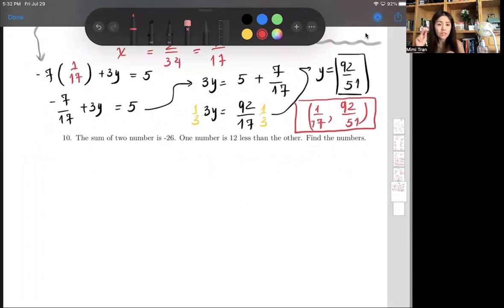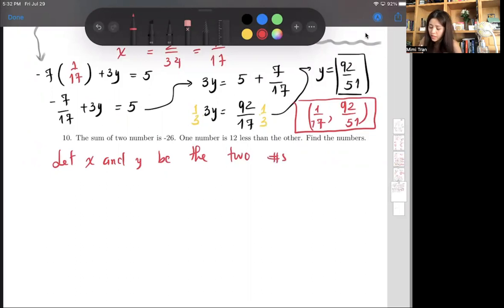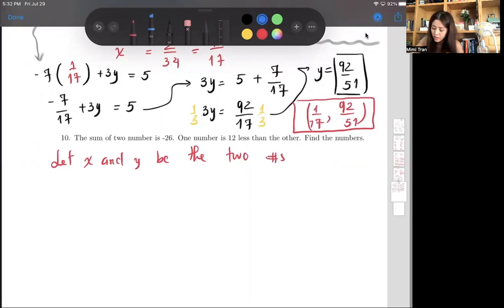So now, this one, I'm going to show you how to solve it using two variables, right? So there are two numbers that I'm looking for. So what I'm going to do is say, let me use red. Let x and y be the two numbers, right? So the first sentence says that the sum of the two numbers is negative 26. Maybe I'll highlight it in blue. So that means x plus y equal negative 26, right?